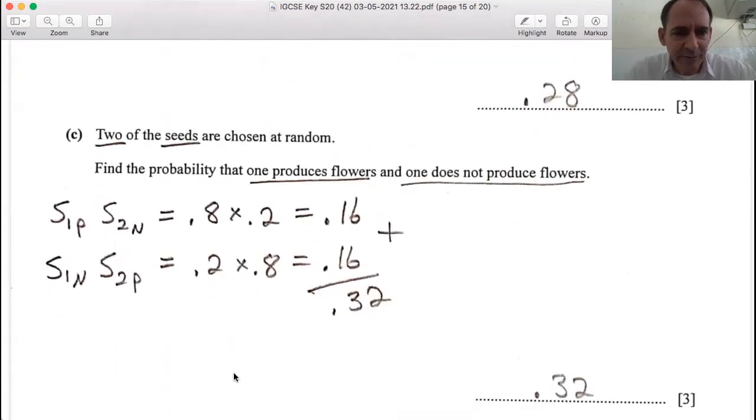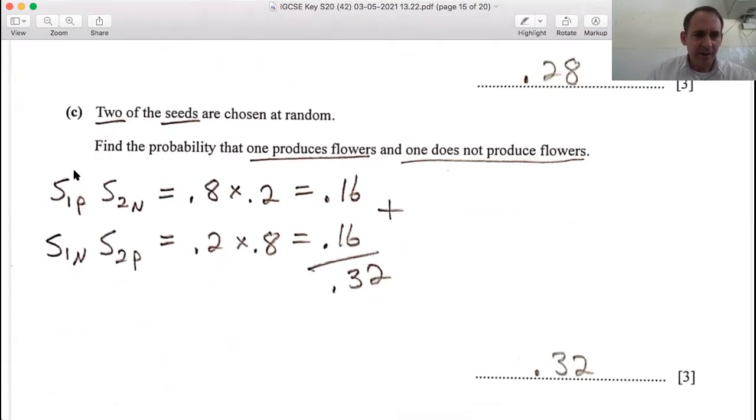You add those together and you get 0.28. Letter C, 2 of the seeds are chosen at random. Find the probability that one produces flowers and one of the seeds do not produce flowers. So these 2 seeds can be in 2 different orders. You can have the seed first that produces flower and then not flower, or the first seed could be the not flower and the second is the one that produces flowers.